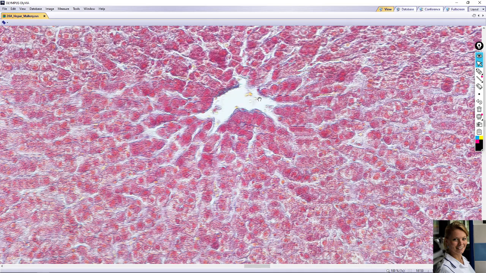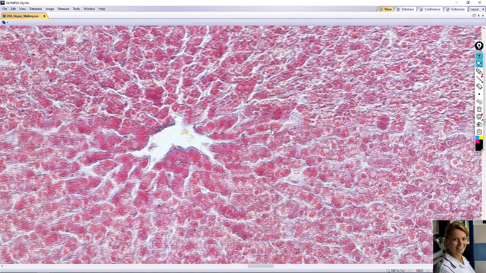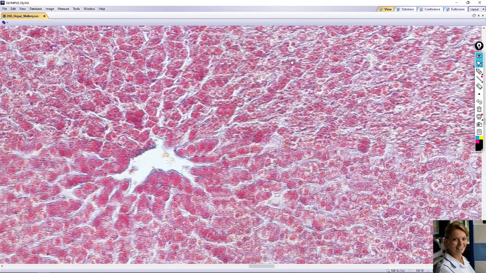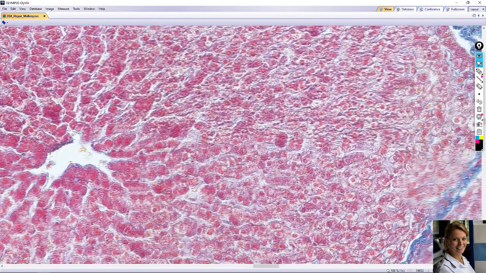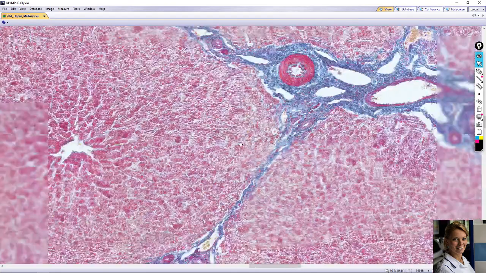So this is the central vein and the sinusoids. The sinusoids contain yellow erythrocytes, and the hepatocytes have reddish cells in this staining method.